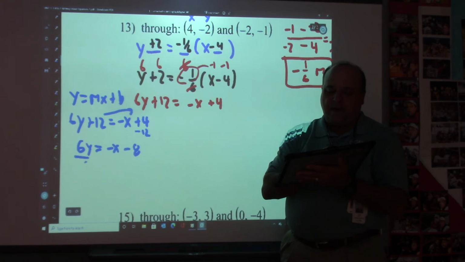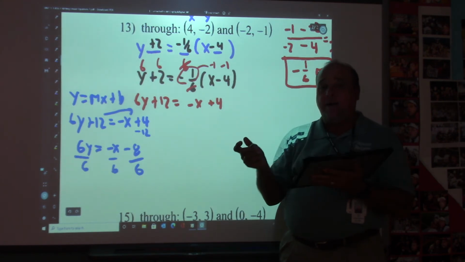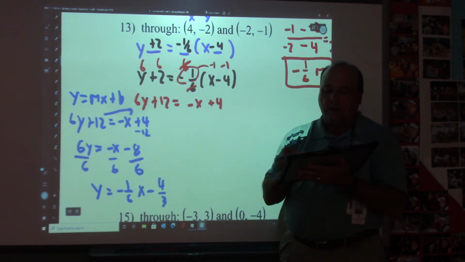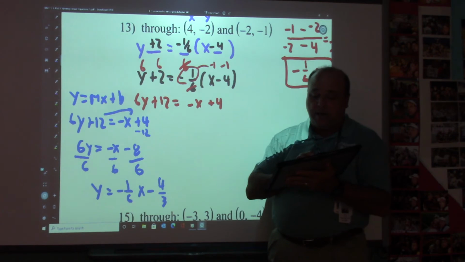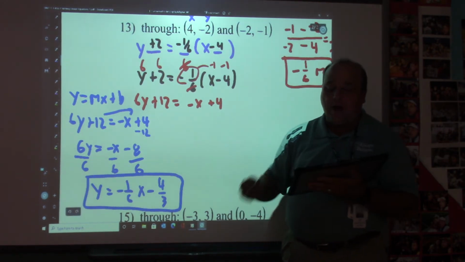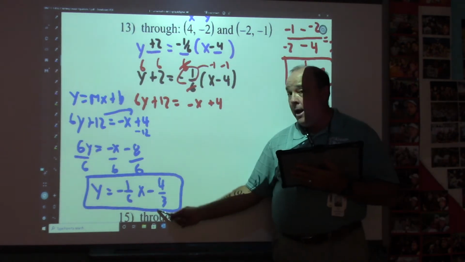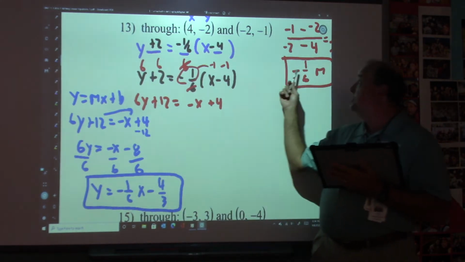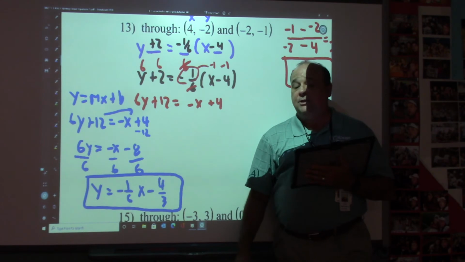And then I'm going to divide by 6. Notice I'm going to get a y-intercept fraction, aren't I? So y equals negative 1 over 6x minus 4 over 3. 8 over 6 can divide by 2, can it? This right here would be my y-intercept equation. Notice our y-intercept's a fraction. That can happen. So my slope does not change, does it? The slope does not change.